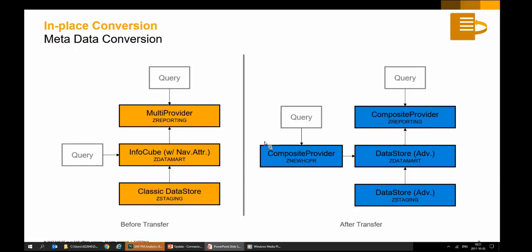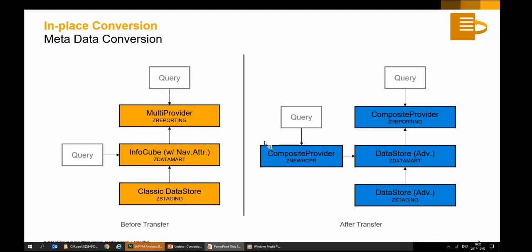Here's one example of what this could look like on a very, very small scale. We have on the left side a classical data flow with data store object, an info cube, and a multi-provider on top, a couple of queries. After this transformation, you can see everything changes to advanced data store objects for the persistency and composite providers for the virtual layer. They keep the technical names of the objects the same, and therefore also the queries are staying stable.